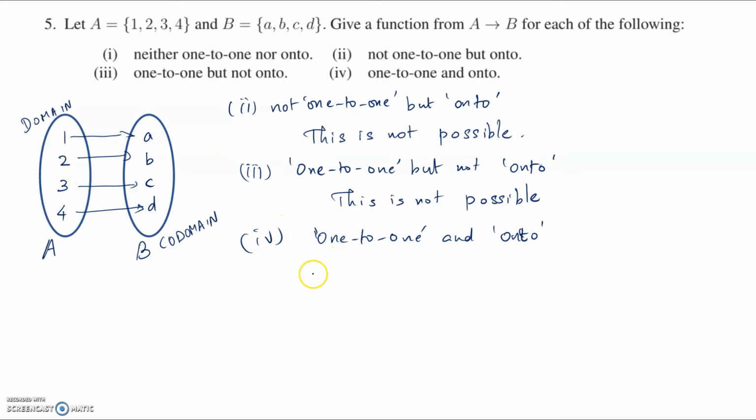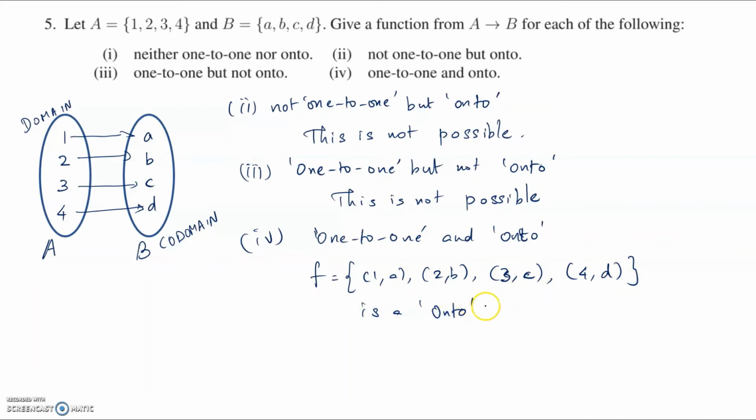Therefore, f is equal to {(1, A), (2, B), (3, C), (4, D)} is an onto and 1-to-1 function.